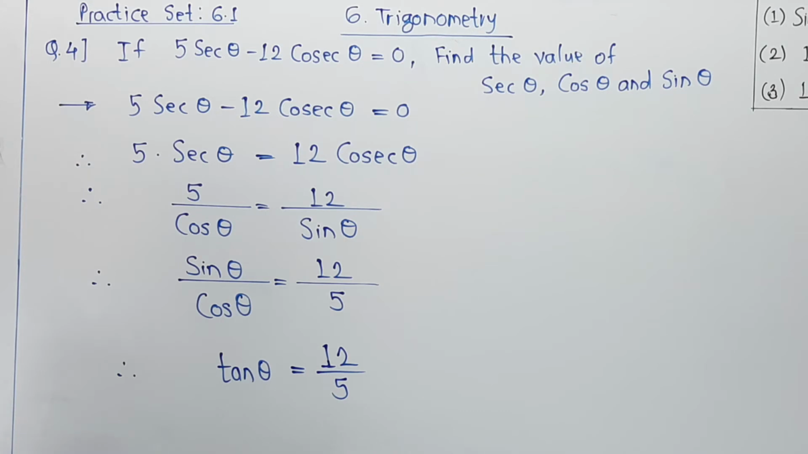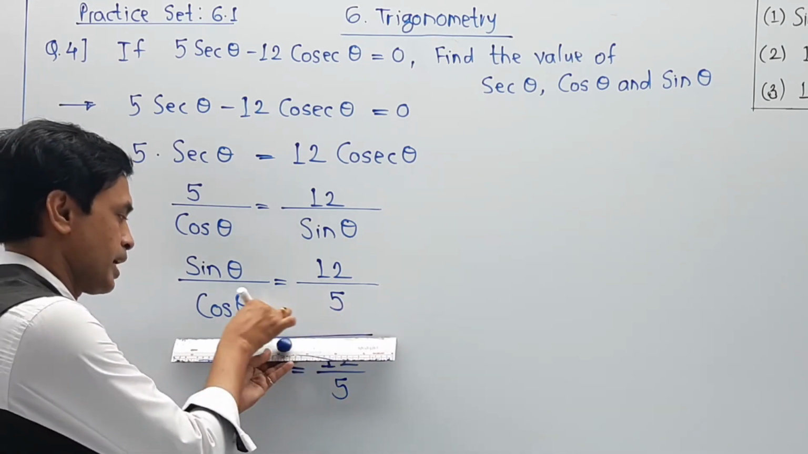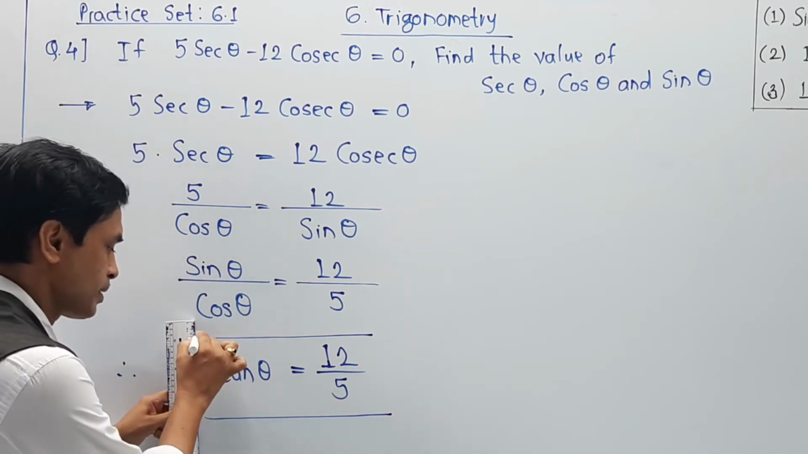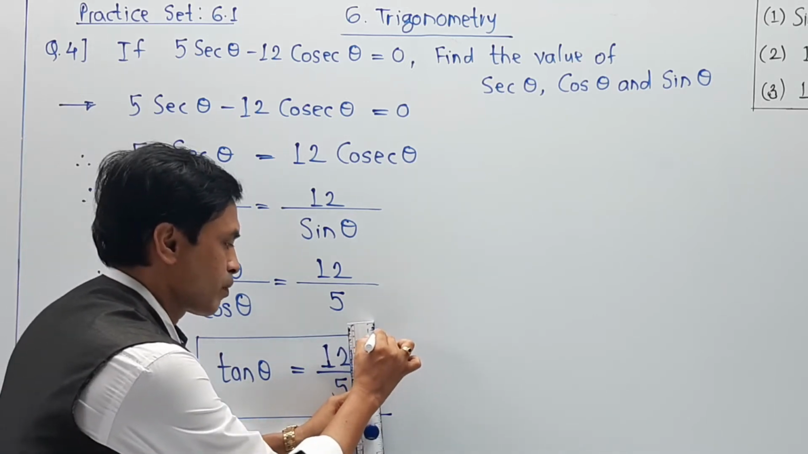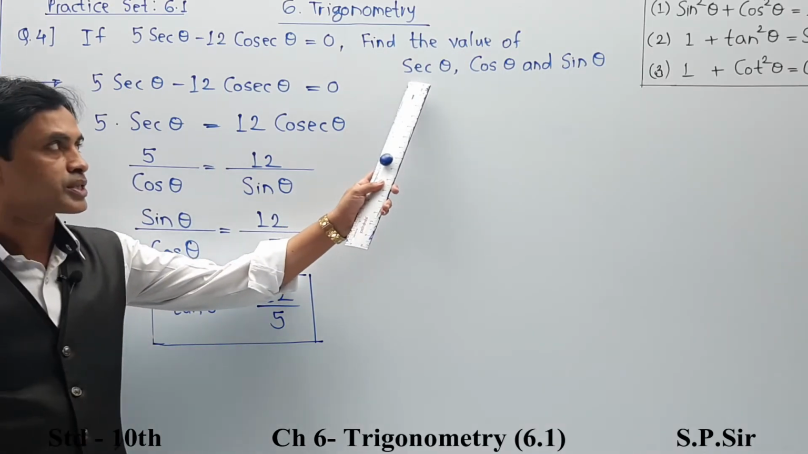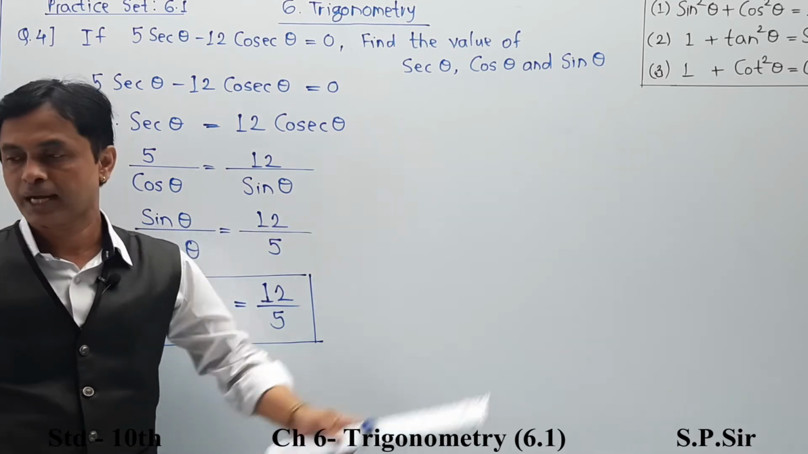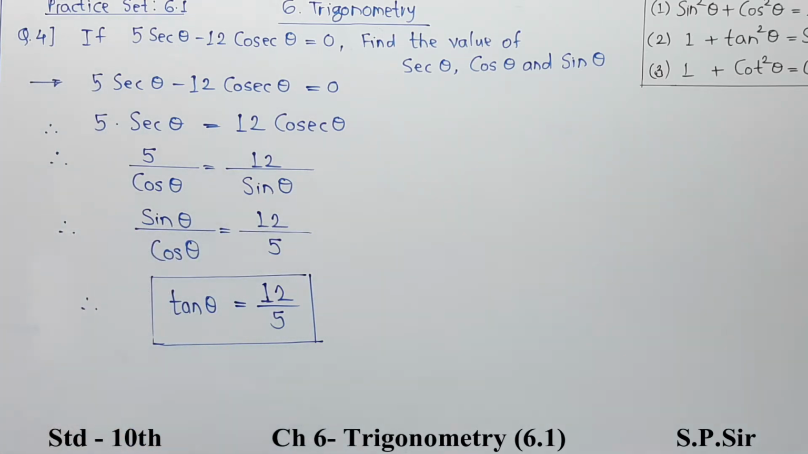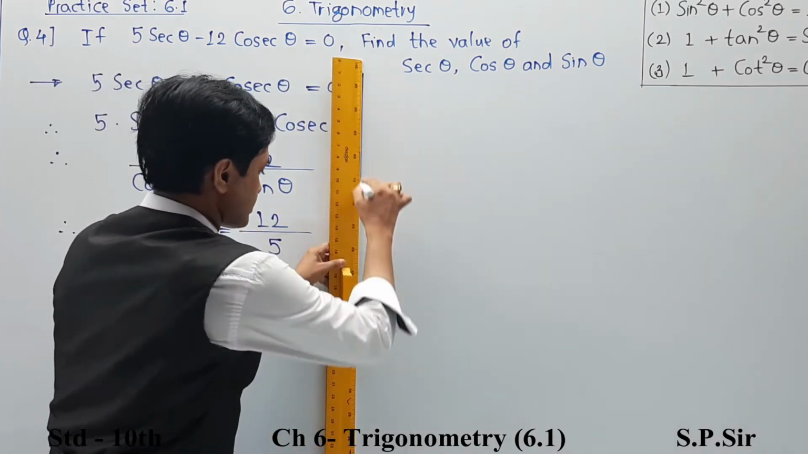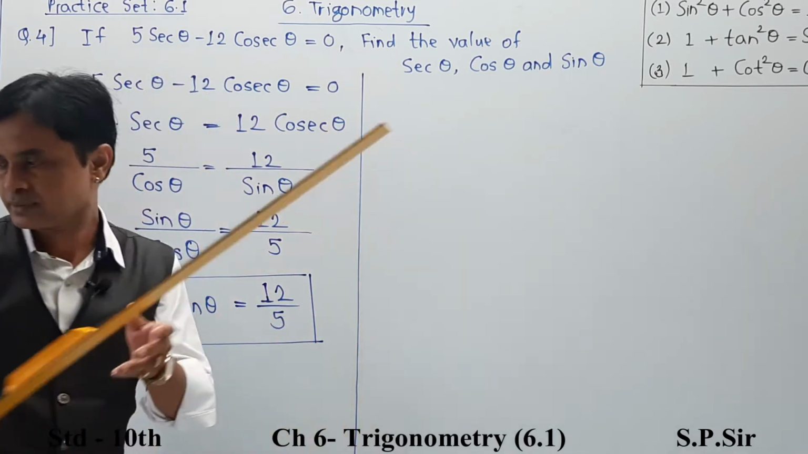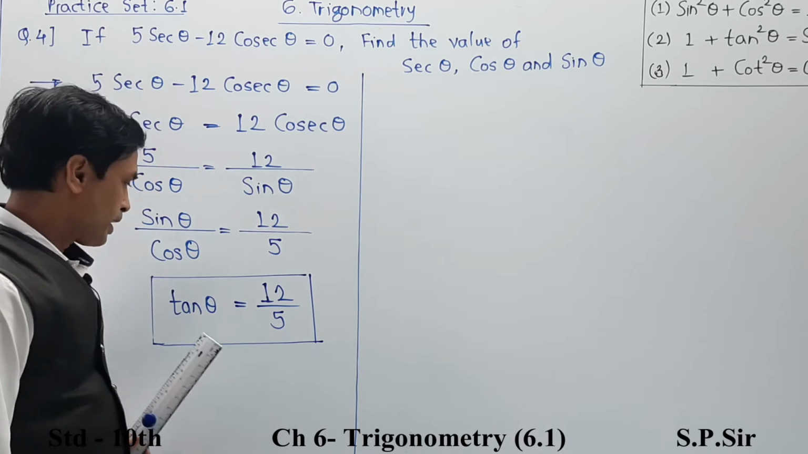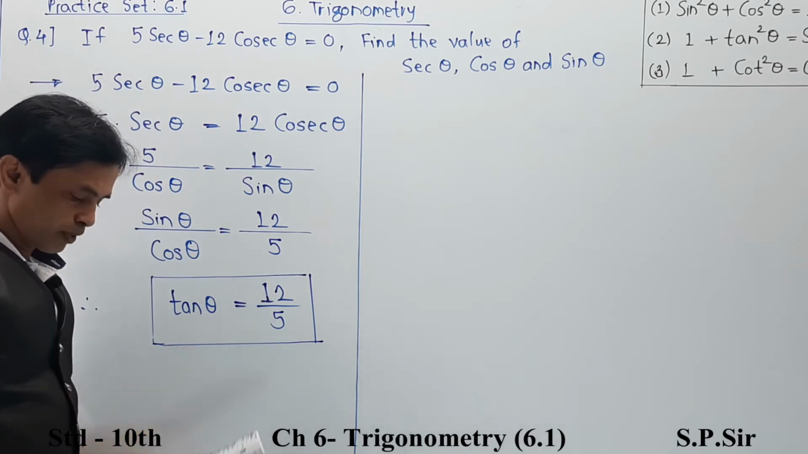In this way you are able to reach the first answer for this part. But the main problem is that they have not asked for a value related to tan theta. We are interested first in sec theta, next cos theta, and last sin theta. So moving to that part, now we have the value of tan theta, that is 12 upon 5.